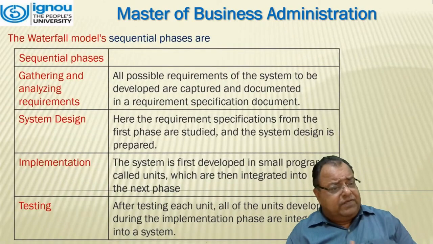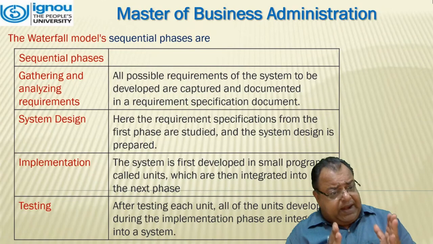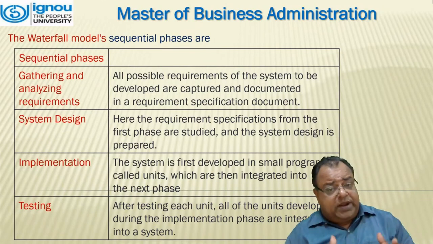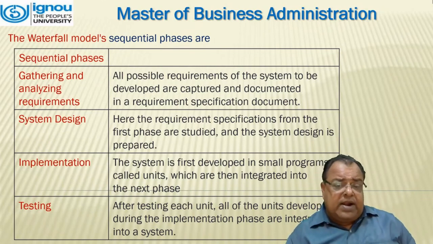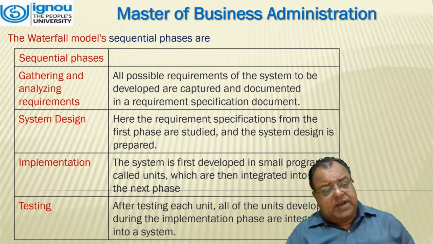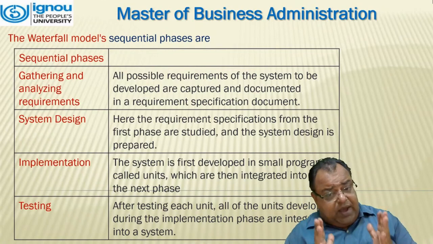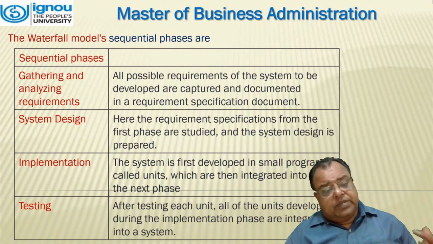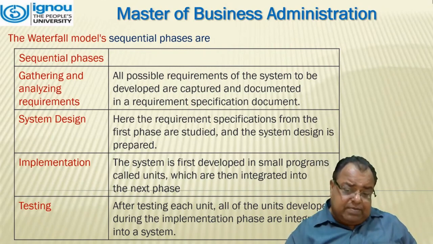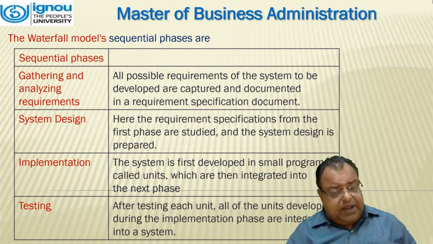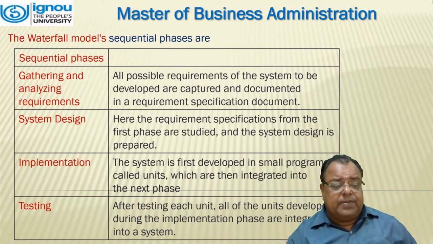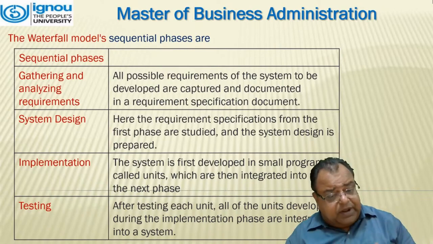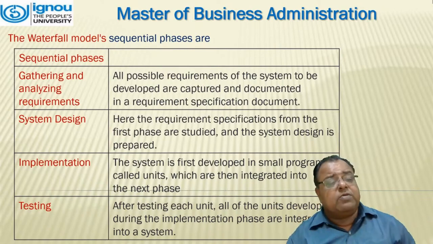The waterfall sequential phases are gathering and analyzing requirements. Here, all possible requirements of the system to be developed are captured and documented in a requirement specification document. Second one is system design. Here, the requirement specifications from the first phase are studied and the system design is prepared. Third one is implementation. The system is first developed in small programs or units, which are then integrated in the next phase. Then comes testing. After testing each unit, all the units developed during the implementation phase are integrated into a system.